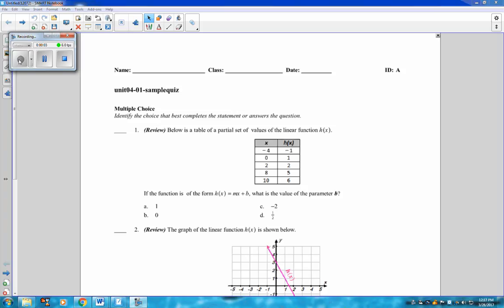These are the solutions to sample quiz 1. I'm going to call out the answer first, and if you get it right and you don't need an explanation, you can go on fast forward to the next one. Okay, the first one, the answer is A.